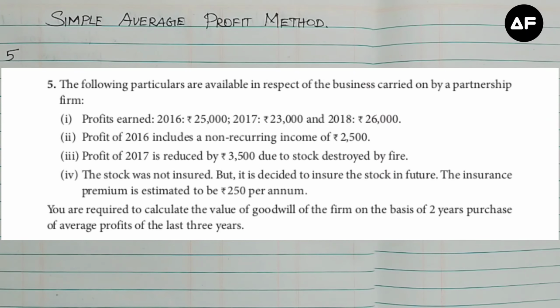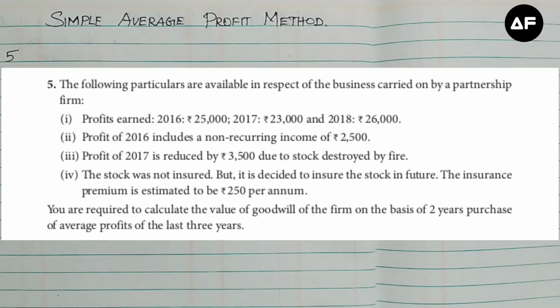Then lastly, the stock was not insured, but it is decided to insure the stock in future. The insurance premium is estimated to be 250 rupees per annum. So after the stock has been destroyed, they are going to insure the rest of the stock. So 250 rupees has to be paid for each year from 2016 to 2018. So insurance premium of 250 rupees has to be subtracted from all the 3 years. So these adjustments have to be made.